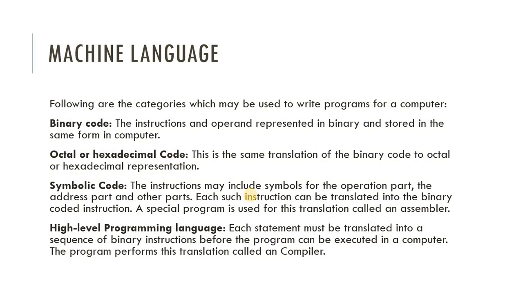As I said in our previous video, we can write programs in different languages. The first is binary code, which is called machine language, or octal or hexadecimal code. Second is symbolic code, which is called assembly language, and the last one is a high-level programming language, which we are currently using to write programs. So these are the methods with which we can write a program for computers.